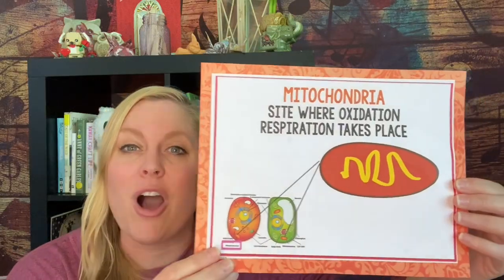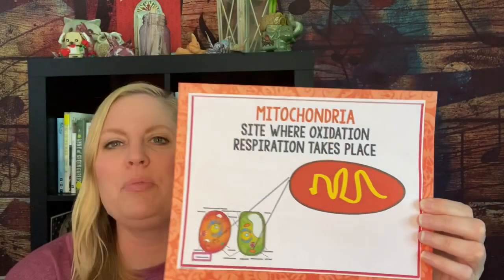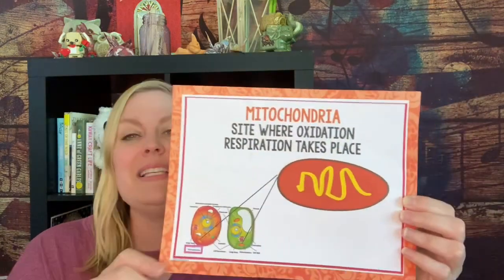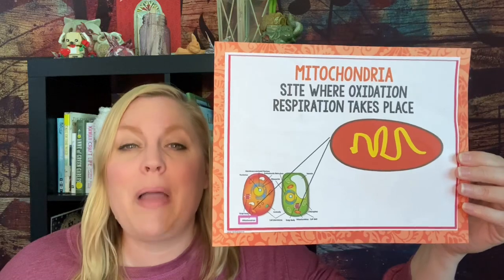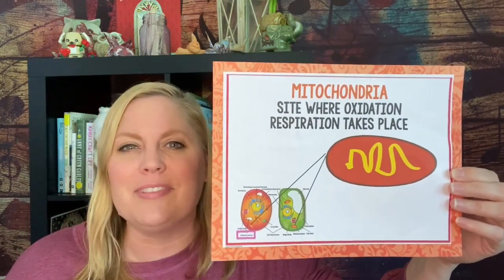Okay, let's go to the next organelle. The next organelle is called the mitochondria. It is the powerhouse of the cell. It supplies all of the energy for the cell, okay? So if we are comparing this to something in a city, we might say that it's like the power plant of the city, giving everyone power, okay?